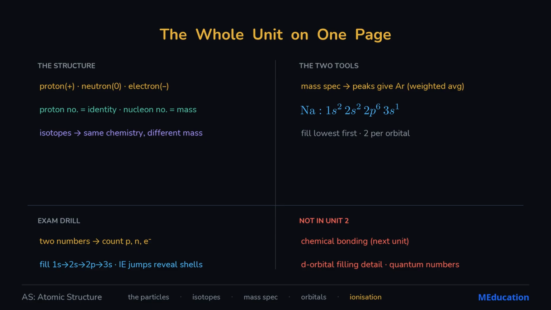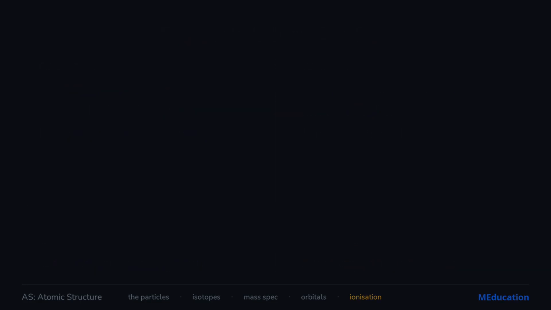The shapes of orbitals in fine detail, and bonding between atoms, come in the next units. For now, you can read any atom cold.